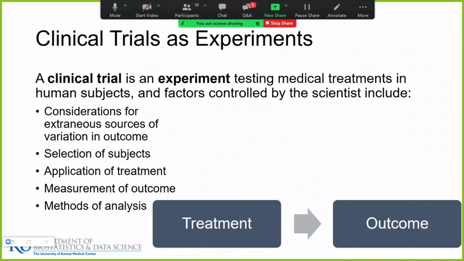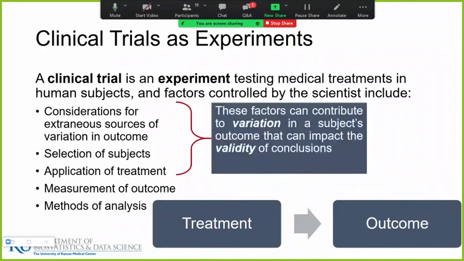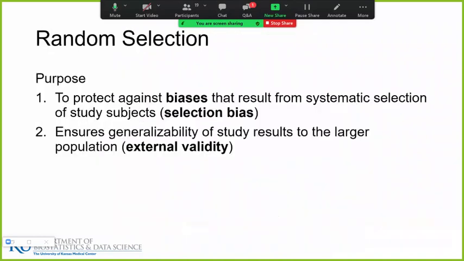The ways in which we try to control those other extraneous factors are through the way we select the subjects to participate, how we apply the treatment through preferably some kind of random process, randomization, how we measure the outcome, and how we analyze the data. And again, the goal here is to isolate and detect the effects of treatment on the outcome. And all of these factors can contribute to variation in a subject's response that can impact the internal validity of our conclusions.